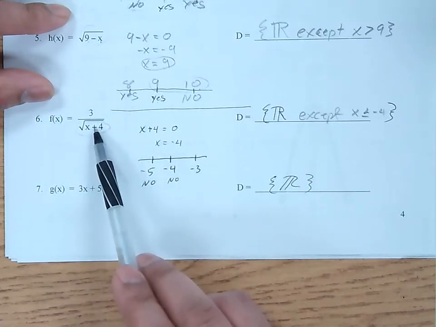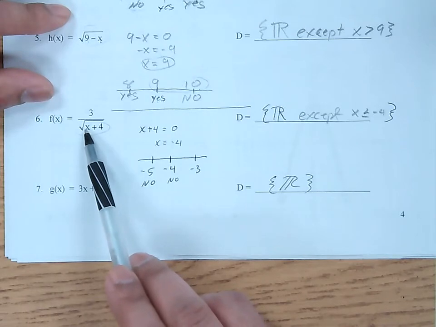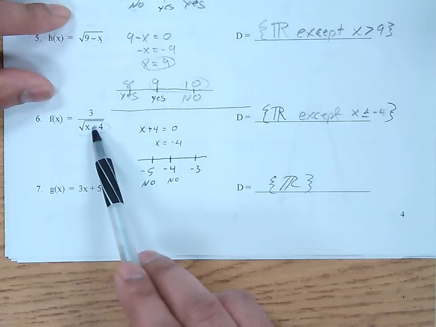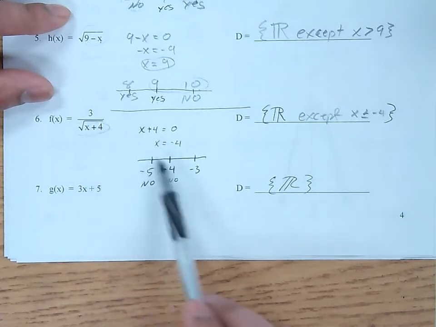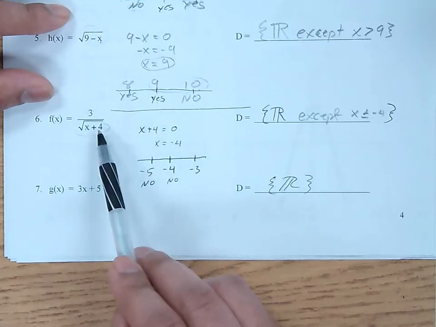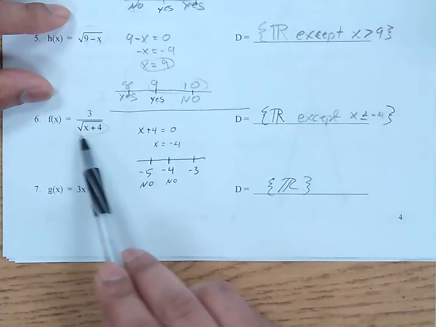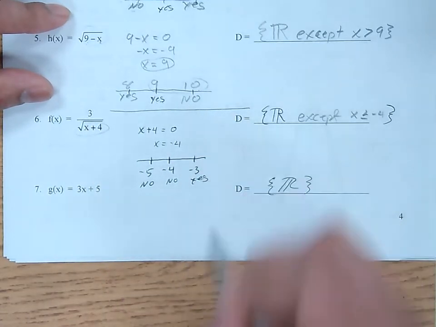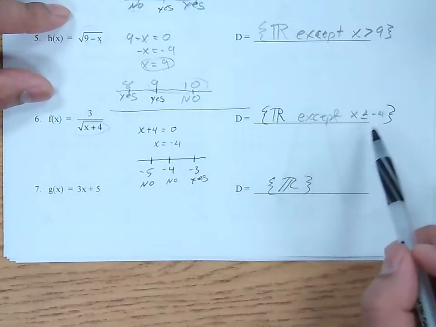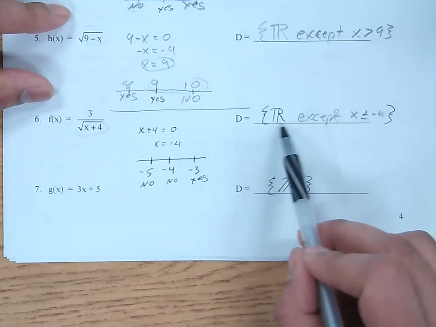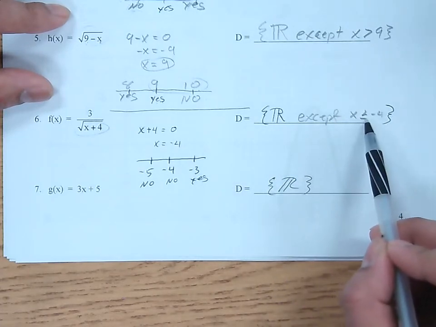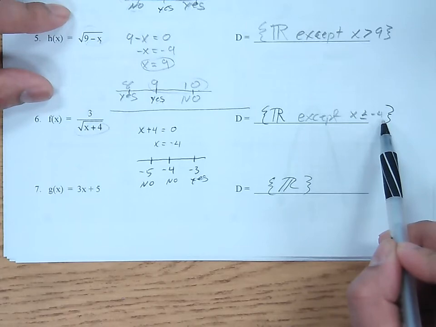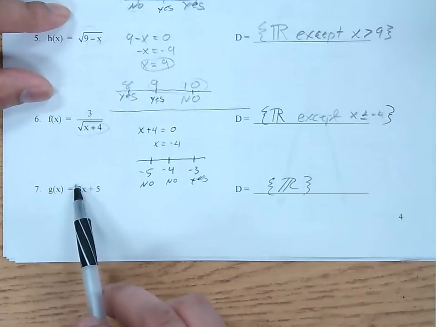Negative 4 won't work because negative 4 plus 4 is 0, square root of 0 is 0. Well, we can't have a 0 on the bottom. Then we stick in negative 3. Negative 3 plus 4 gives me a positive 1. Square root of 1 is 1. So this works. So I can put the word yes. So again, this time, the domain is restricted to all real numbers except x less than or equal to negative 4.